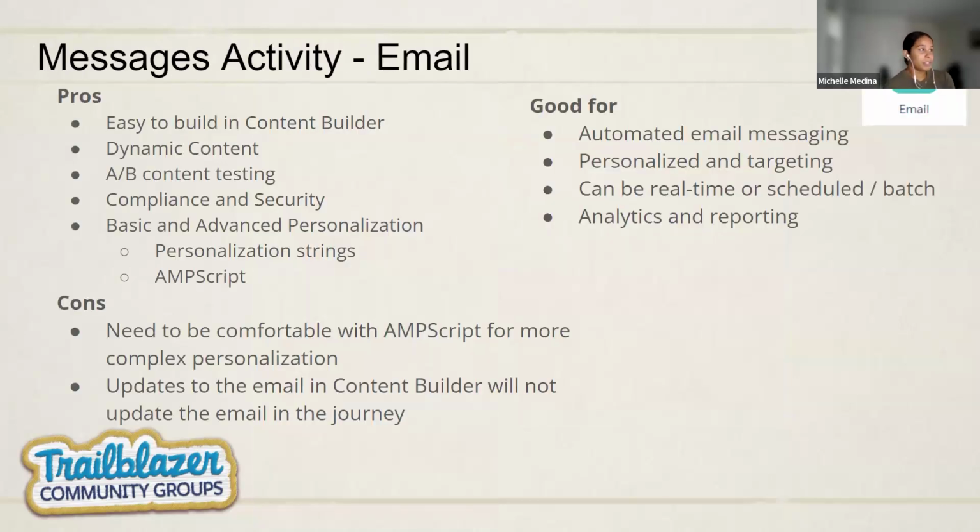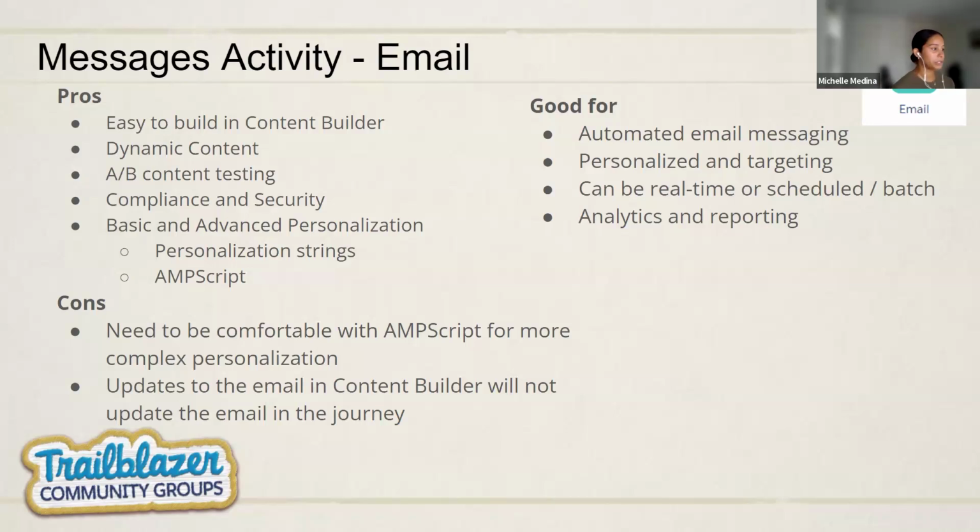All right, so let's dive deeper into the email activity itself. Some of the benefits of the email activity is it's easy to build an email in Content Builder, right? With our drag and drop features, you're also able to add any dynamic content. You can do some A/B content testing within your email. And then you also have the compliance and security features. With your send classifications, we're honoring GDPR, honoring the subscriber opt-out. All this building of an email is still pulled into your email activity within a journey. Then you also have the ability for more basic and advanced personalization within your email, using personalization strings or AMPscript.